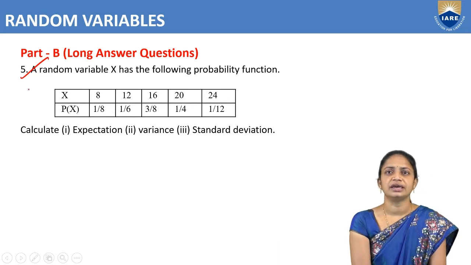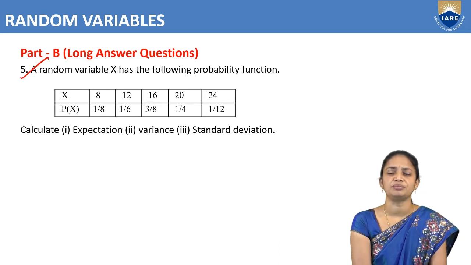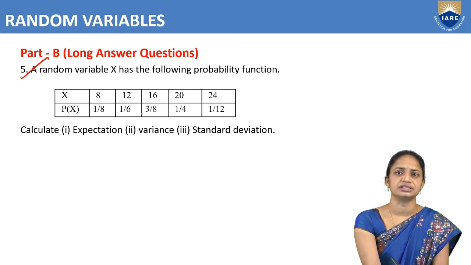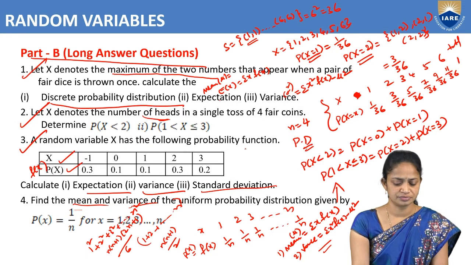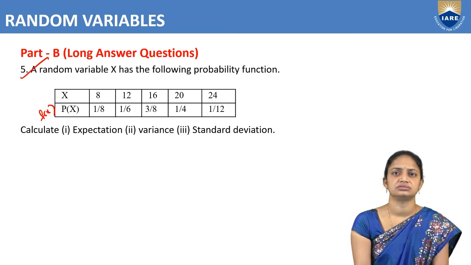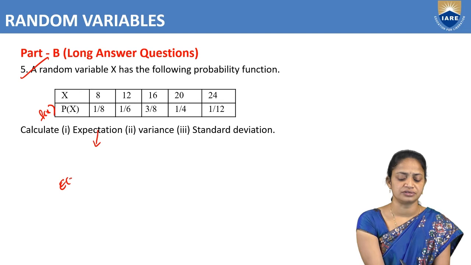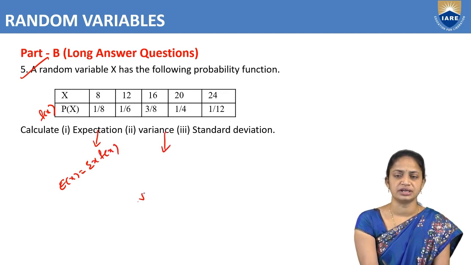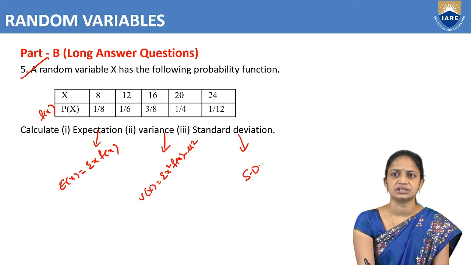Next question. A random variable x has the following probability function. So here x values are there, and f of x values are there. So this is also like the third question. Expectation of x equal to summation x into f of x, and variance of x equal to summation x square f of x minus mu square, and standard deviation is nothing but the square root of variance.